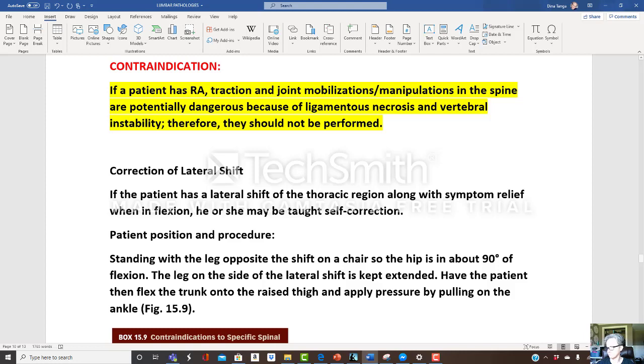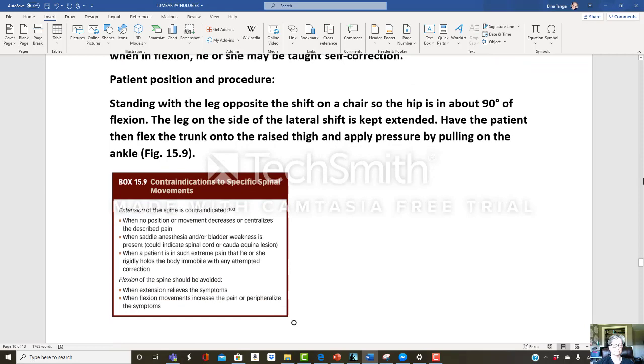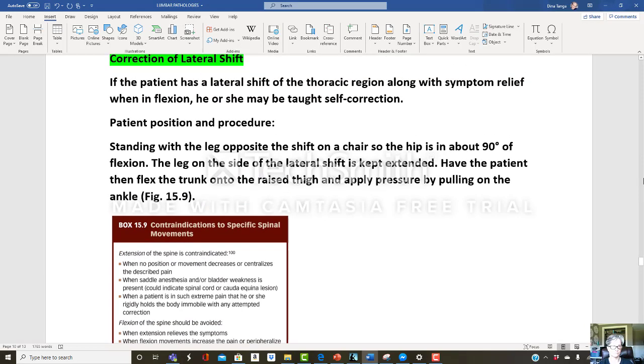Contraindication. If a patient has RA, traction and joint mobilizations, manipulations in the spine are potentially dangerous because of ligamentous necrosis and vertebral instability, therefore, they should not be performed. Correction of lateral shift. If the patient has a lateral shift of the thoracic region along with symptom relief when in flexion, he or she may be taught self-correction.